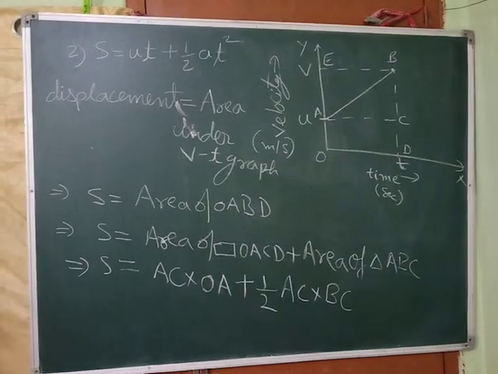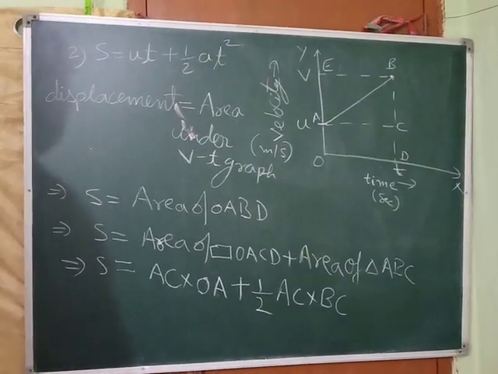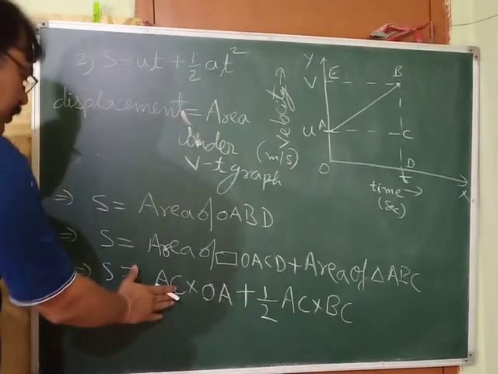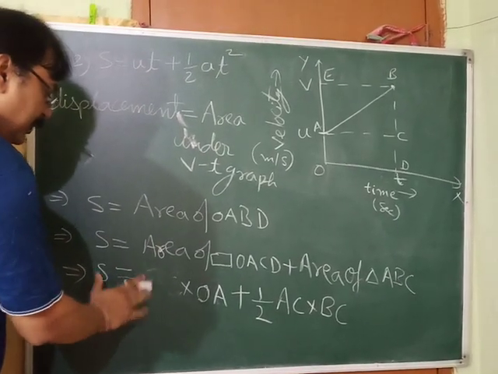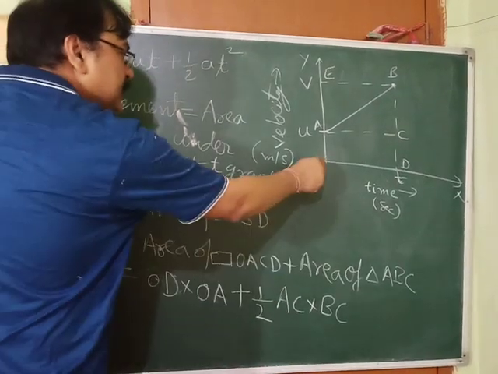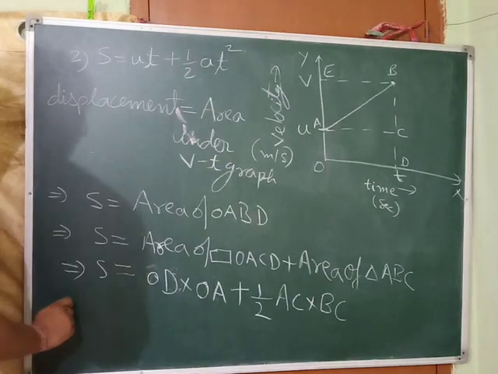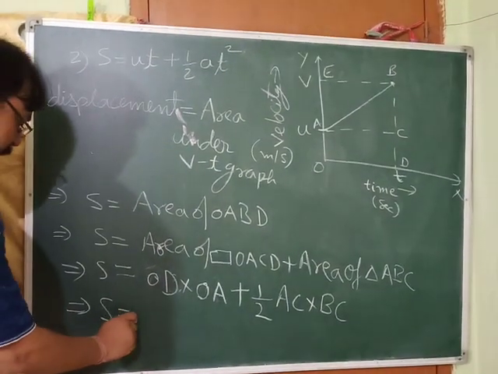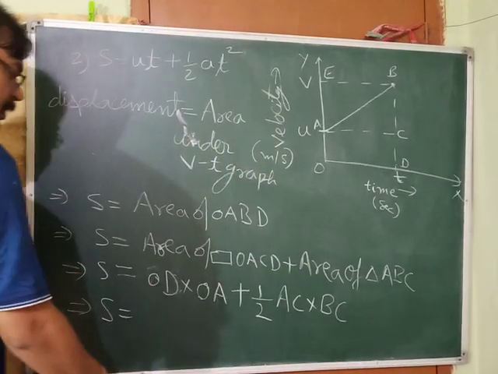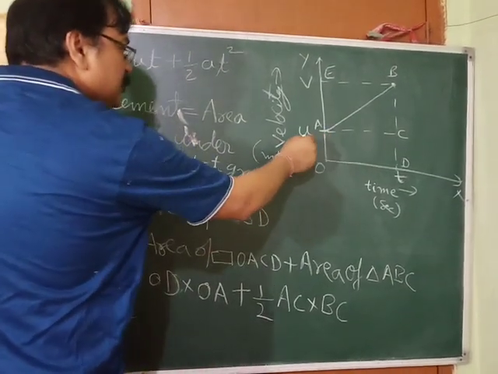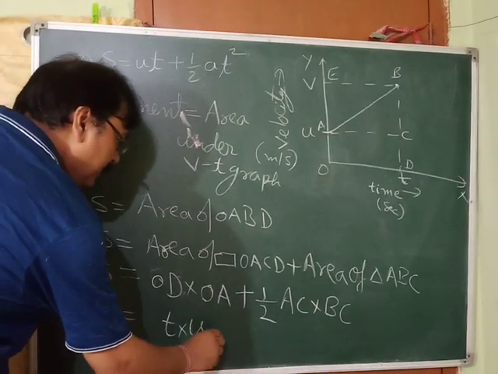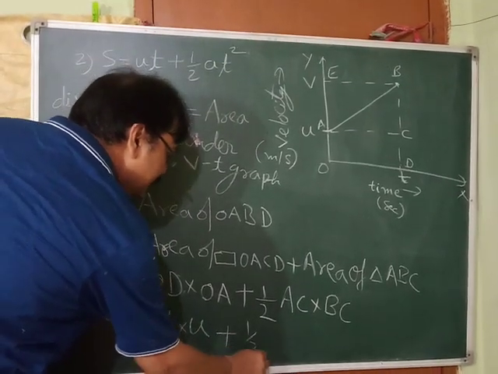Now rather, instead of this, we can take the length as OD also, no? So if we take OD, it will be better for us. Okay, let us take OD. OD is the length and OA is the width. Why have I taken OD? See here, OD is equal to T, so we can take T. What is OA? OA is equal to U. So what we'll get? T into U. Plus this half is as it is.